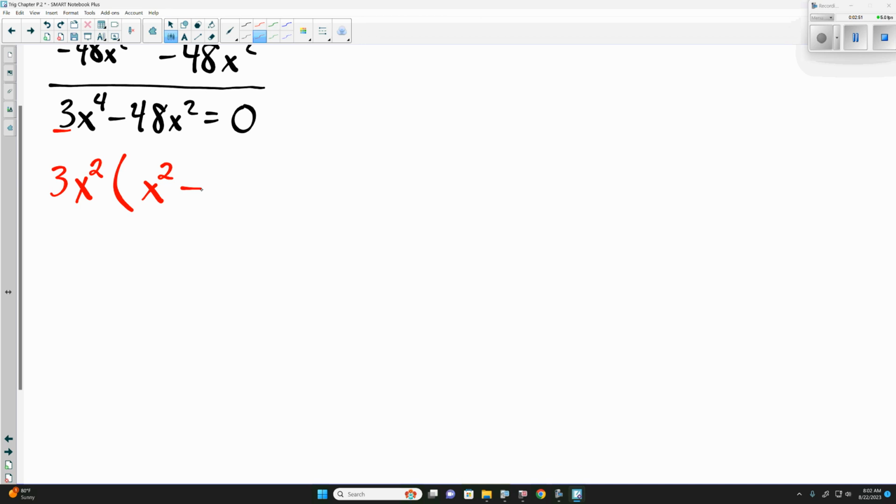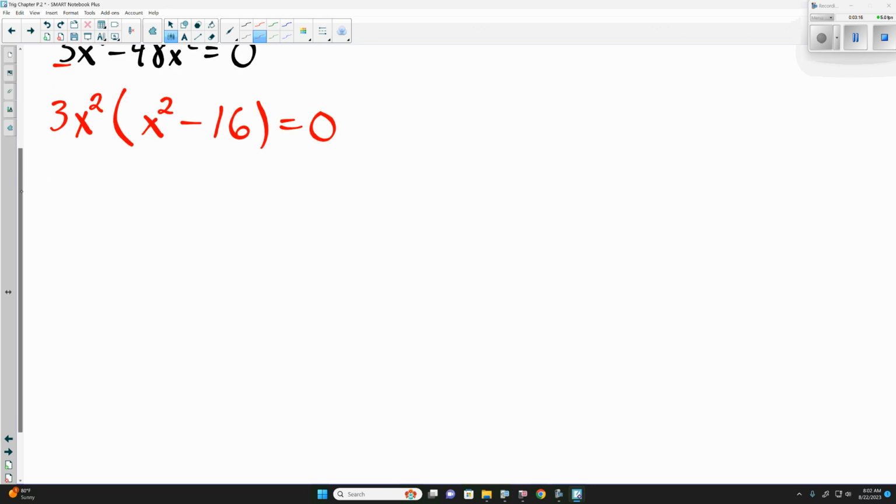48 divided by 3 is 16. And that's it, because the x squared factors out completely. And again, when we factor stuff out, the smallest anything can get or be factored out would be 1. If we factor it out completely, it will never be 0.